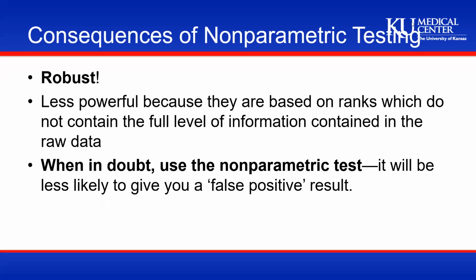They're less powerful because you strip away information and replace the raw numeric value with its rank. And then the strategy that I usually take with analyses, if I can't do some minor transformation to the data and get the more powerful parametric test to work, then I default to the non-parametric test, because I know it will be less likely to give me a false positive result.